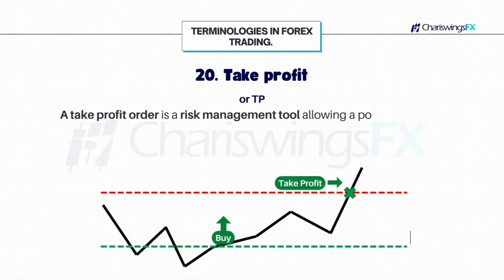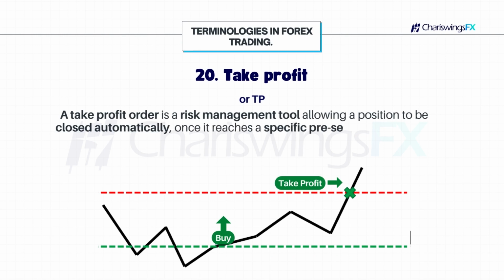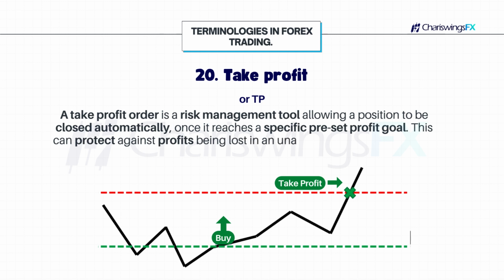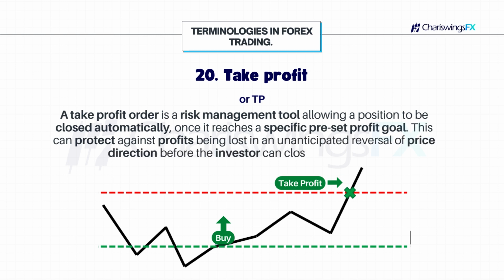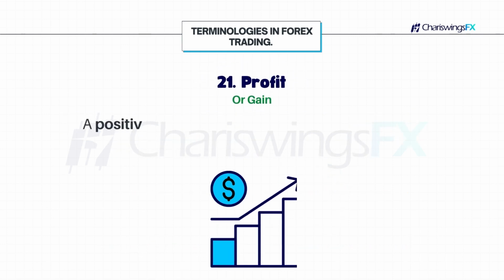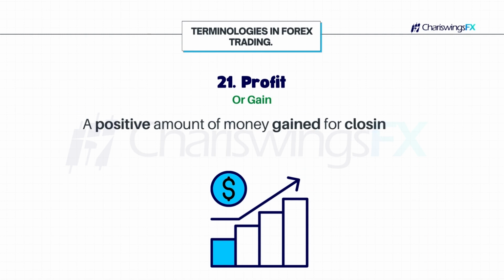A take profit order is a risk management tool allowing a position to be closed automatically once it reaches a specific preset profit goal. This can protect against profits being lost in an unanticipated reversal of price direction before the investor can close the position. 21. Profit or gain. A positive amount of money gained for closing the position.